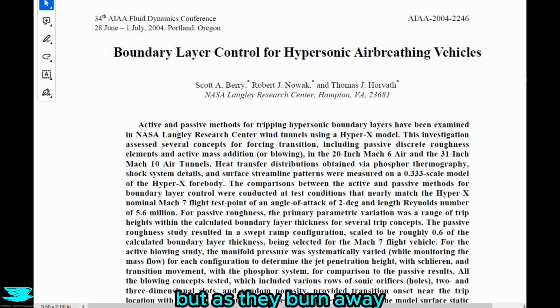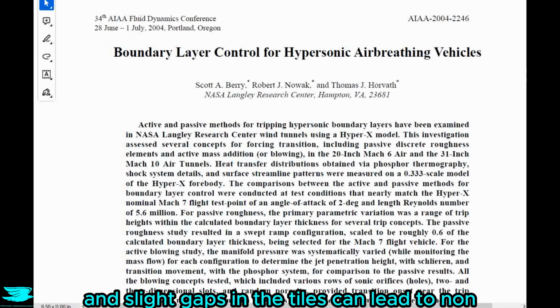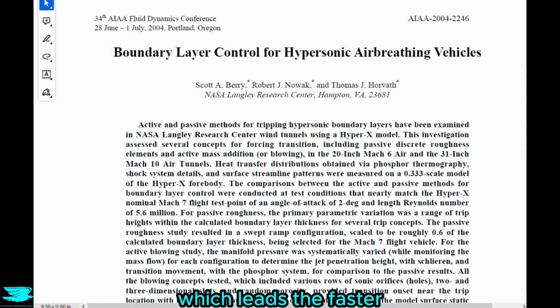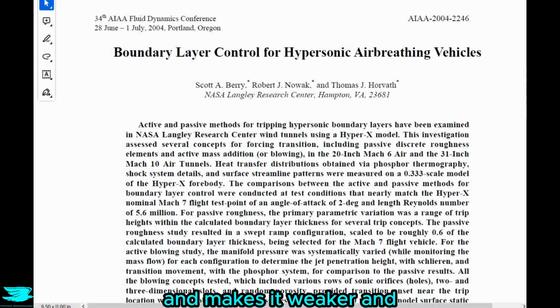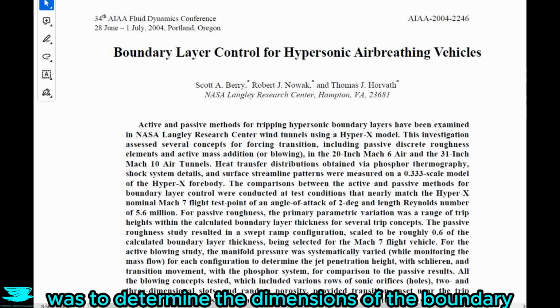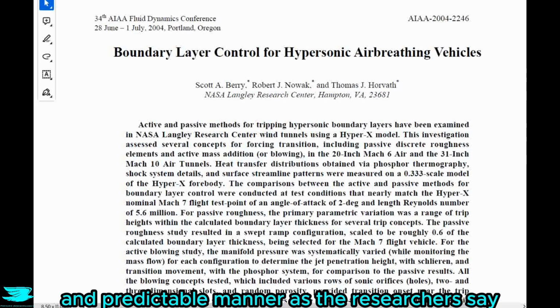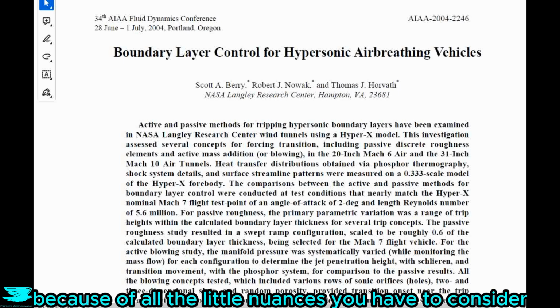But as they burn away, the surface roughness changes, and that changes the heating pattern, and slight gaps in the tiles can lead to non-uniform roughness and concentrated heating, which leads to faster ablation of the tiles in this area and potentially failure as the heat enters the underlying structure and makes it weaker. And one aim of this study was to determine the dimensions of the boundary layer trips required to promote in a controlled and predictable manner, as the researchers say. So this topic is fascinating in all the little nuances you have to consider.